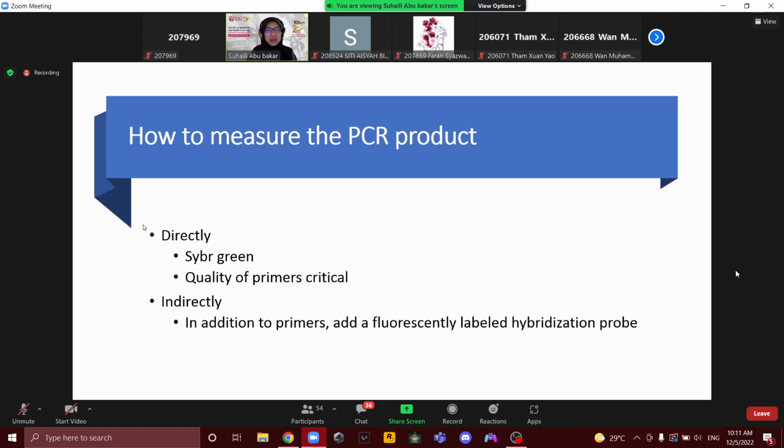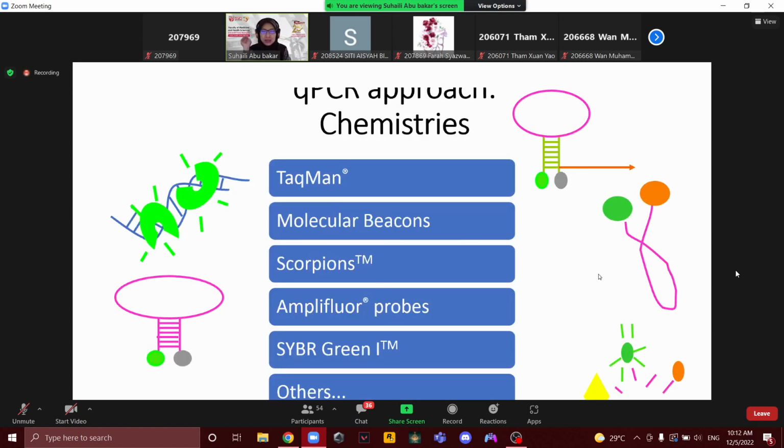Sometimes they divided into directly and indirectly. So SYBR Green, which is the DNA binding agent method, right, fall under direct. Direct kan. So the quality of the primer is very critical. Kalau you measure the PCR product directly, the quality of the primer is very critical. Indirectly, in addition to primer, add fluorescent label hybridization probe. Ada probe lagi. Okay, double. Indirectly macam ada double work, double step, double reagent. Okay, right.